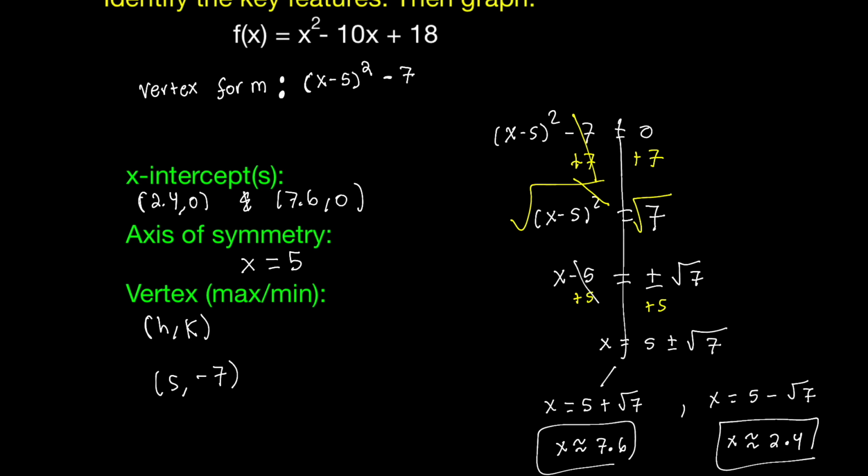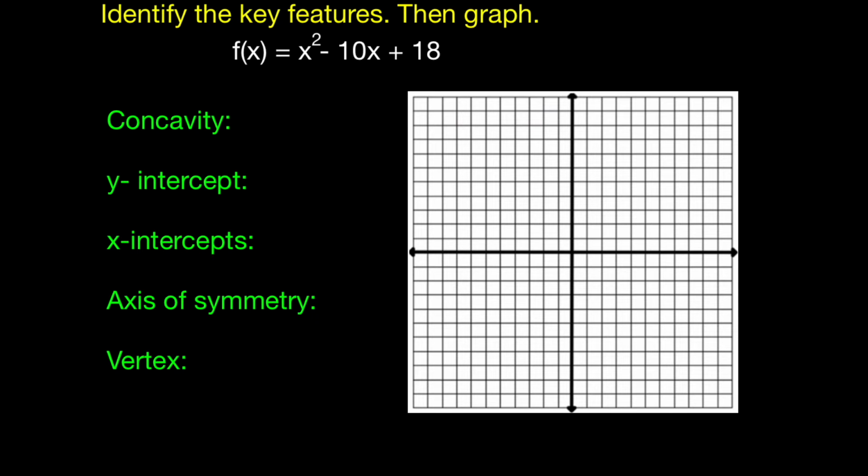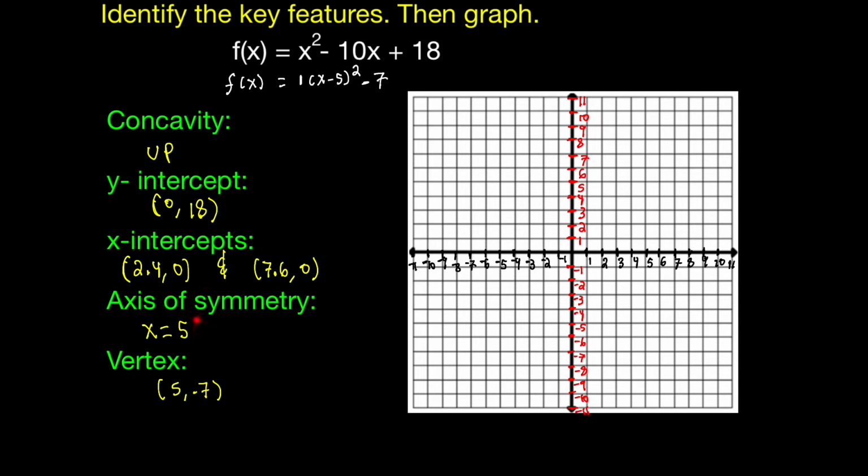And now that we've obtained all of the key features, we are ready to move on and graph this equation. So here I've recorded the key features. So let's begin by graphing the vertex, which is at the point (5, -7). So we're going to go 5 units to the right, and then we're going to go down all the way to -7, which is going to be right here. Once we plot the vertex, we're going to trace the axis of symmetry, the line of reflection, so we can reflect points if needed.